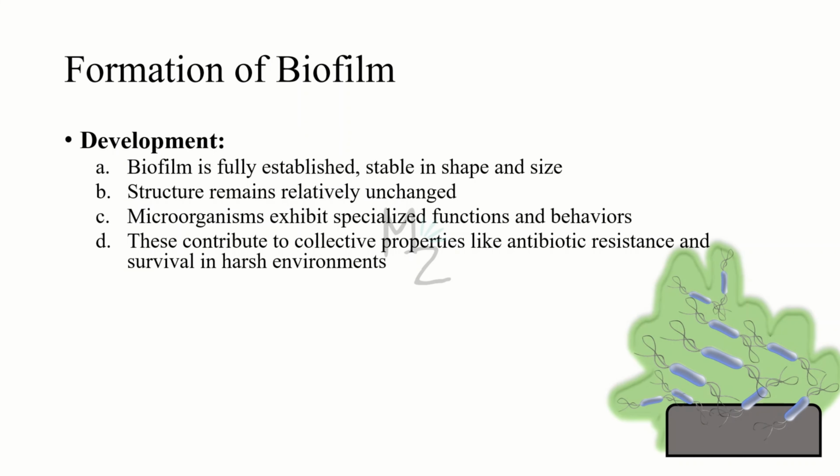The final stage is development. At this stage, biofilm is fully established, stable in shape and size. Structure of biofilm remains relatively unchanged in the development stage. Microbes exhibit specialized functions and behaviors. They communicate with each other, they transfer genetic material, they divide there, they interact with each other. These contribute to collective properties like antibiotic resistance and survival in harsh environments.